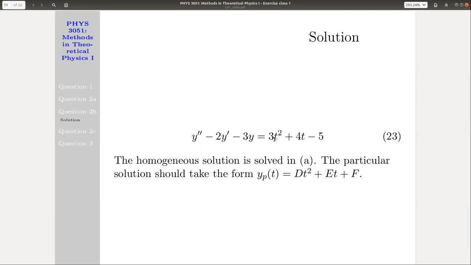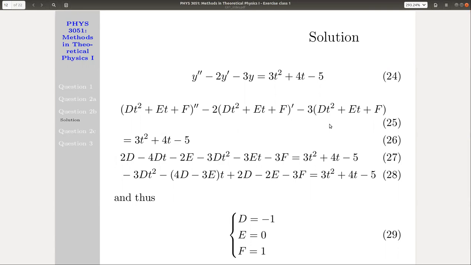So if the right side is a polynomial, then the particular solution should also be a polynomial with the same order. So this one is up to the second order, and then the particular solution should also be a polynomial up to the second order. So we just take the form as d times t squared plus et plus f. And then the next thing to do is to solve for d, e, and f.